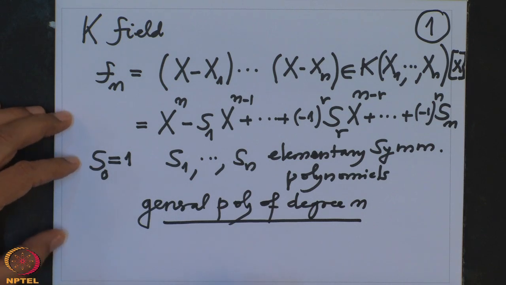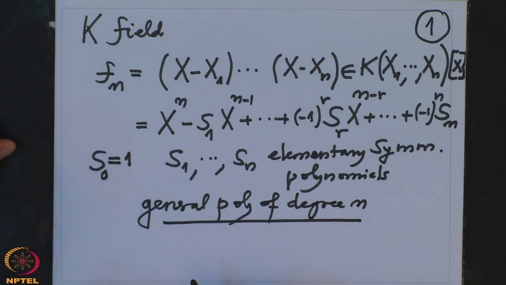So, when I have a polynomial in one variable over some field, then I will specify the capital Xi equal to the roots of that polynomial and get back the original polynomial. That is that.